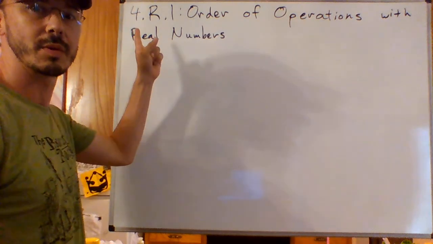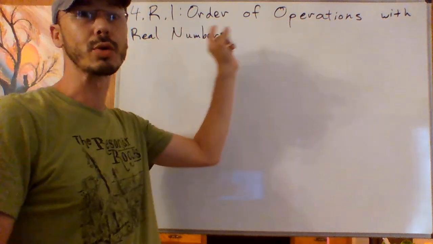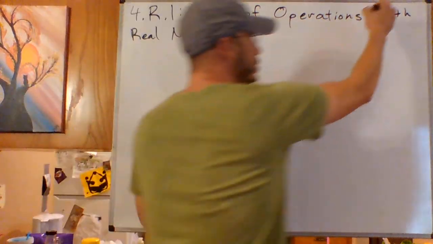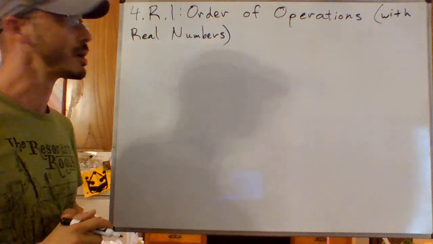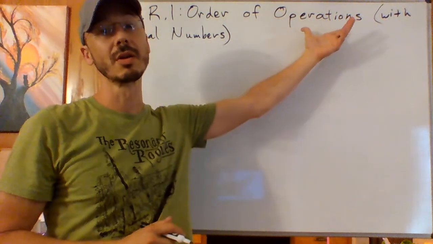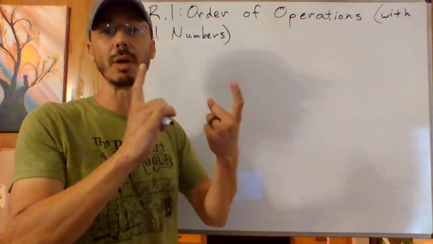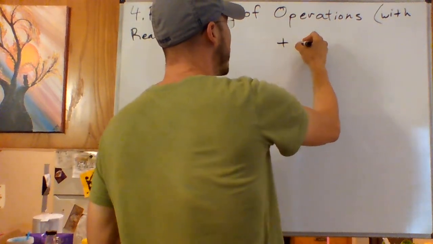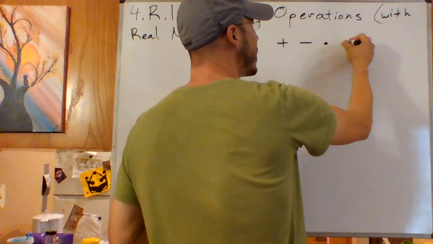Right, in this video, we're going to cover section 4.R.1, which is called Order of Operations, with real numbers, but we're doing everything with real numbers, so it's really the order of operations that we're studying. By operations, I mean the ways that we can combine two numbers to get another number. And those ways are addition, subtraction, multiplication, and division.